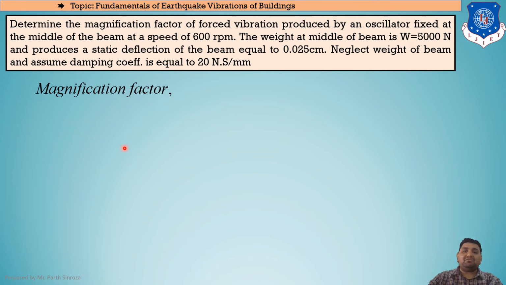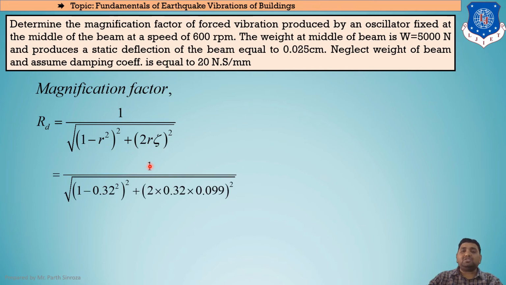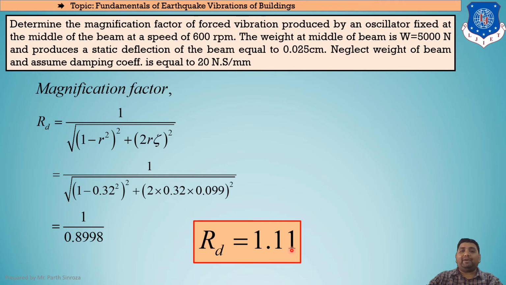And to find the magnification factor, the equation is Rd equal to 1 upon under root of (1 minus r squared) the whole squared plus (2 r zeta) squared. So substituting here, small r, that is our response ratio, was 0.32, and zeta, that was our damping ratio, was 0.099. We are getting our final answer to be Rd equal to 1.11.